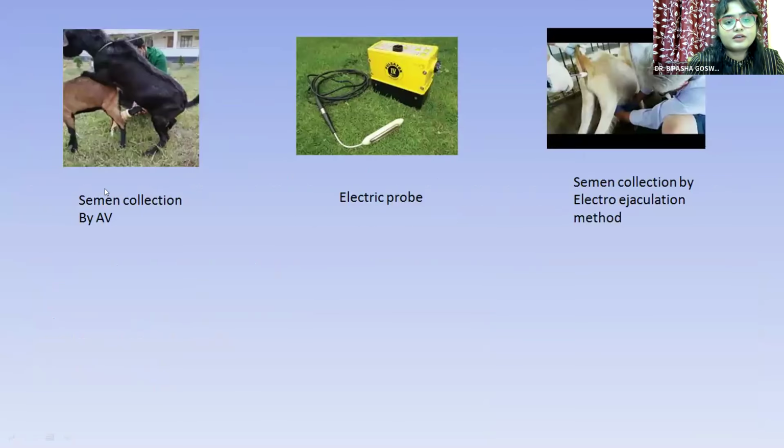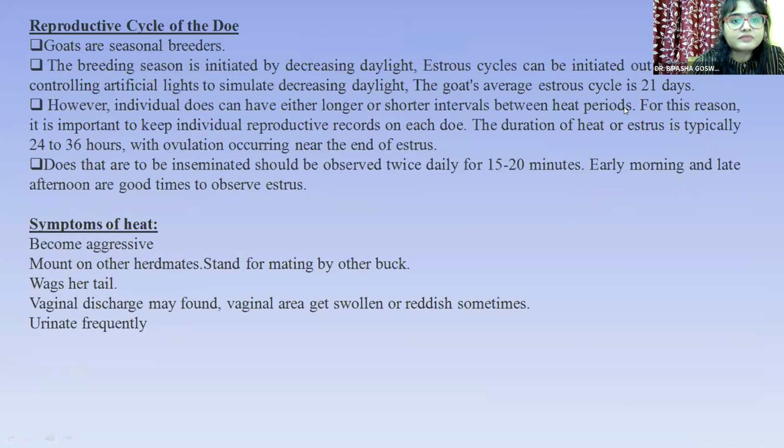Here I have given the collection procedure of semen. Here you can see a teaser ewe or teaser doe, and the semen is collected through this artificial vagina. This is an electrical probe, the machine used in collection by the electroejaculation method. And here the electrical probe is given, and one man is collecting the semen from the animal.